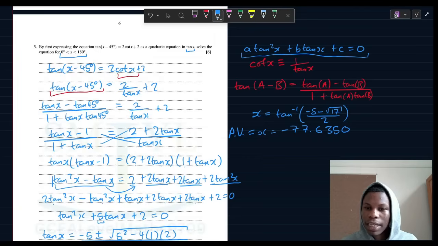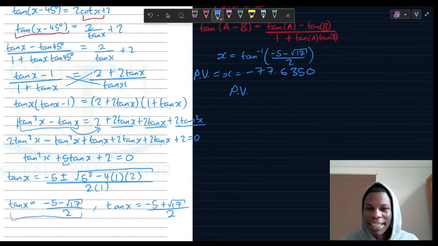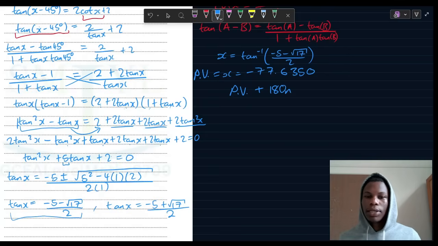However, specifically for tan, you can use the following formula to get your other solutions. Oh, you probably can't see that because of my face. So we can use the formula PV plus 180n. This is assuming degrees. If this is radians, change the 180 to pi.